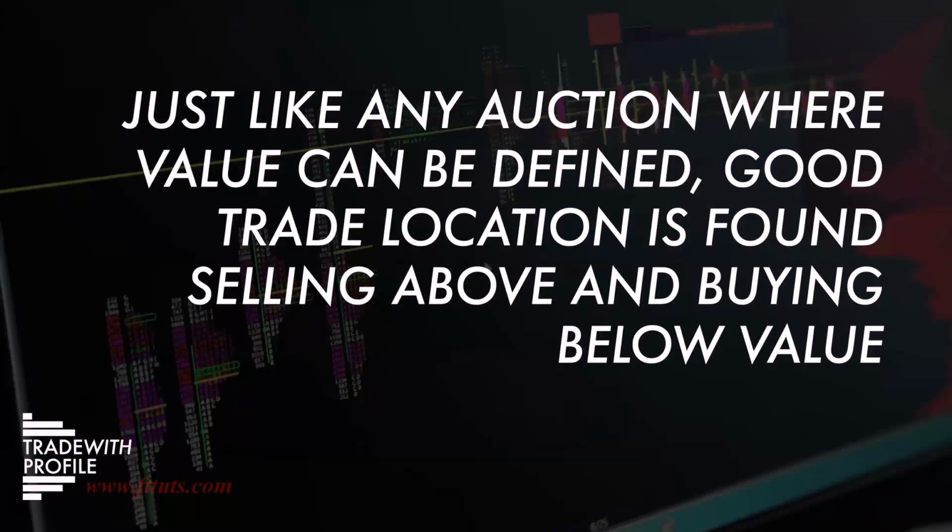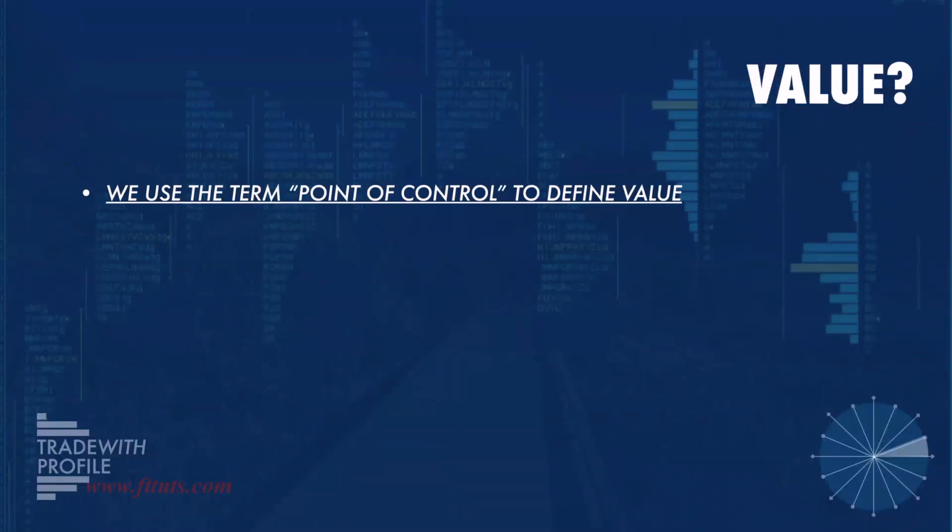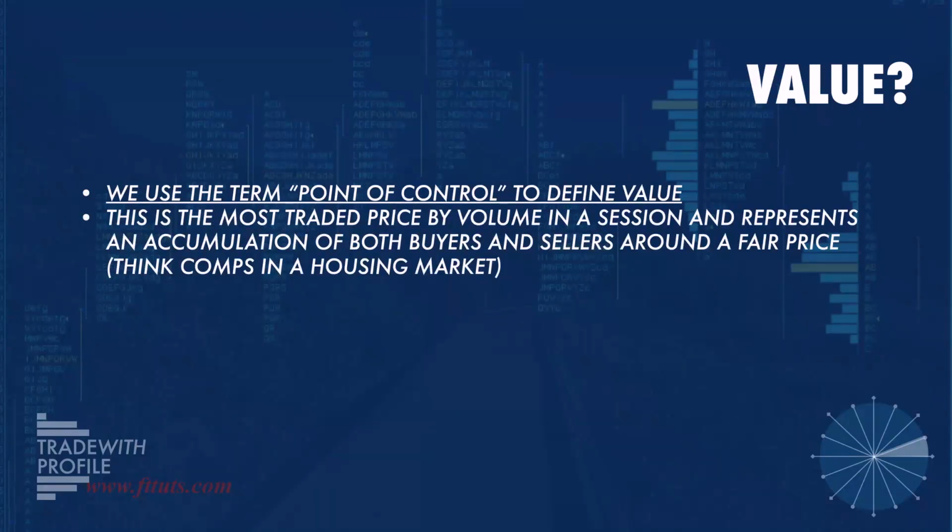Well, just like any auction where value can be defined, good trade location is found selling above and buying below value. How do I get a good deal? I bought something below value. How do I get a good deal selling something? I sold it above value. Well, how do we define it in our context? We use the term point of control to define value. When we talk about point of control, we mean value. This is the most traded price by volume in a session, and it represents an accumulation of both buyers and sellers around a fair price.